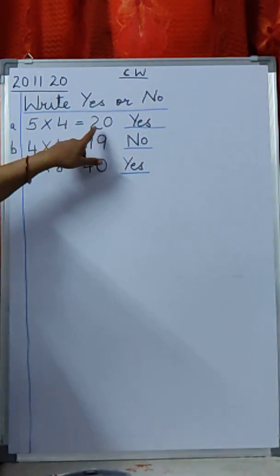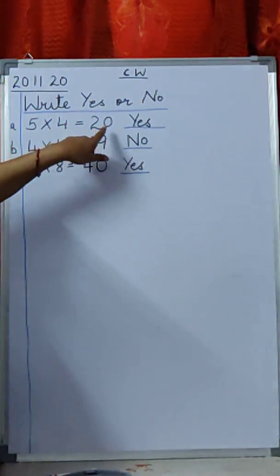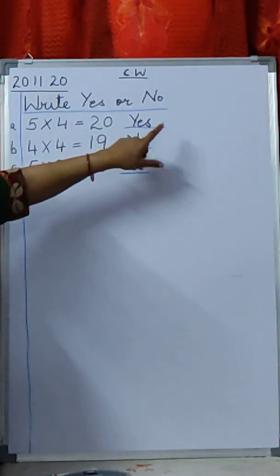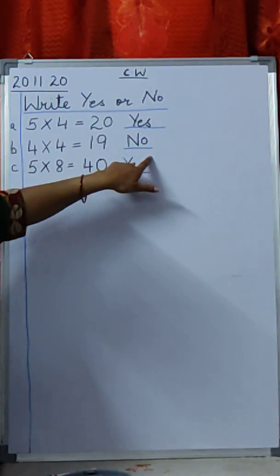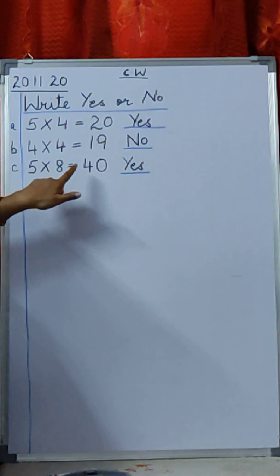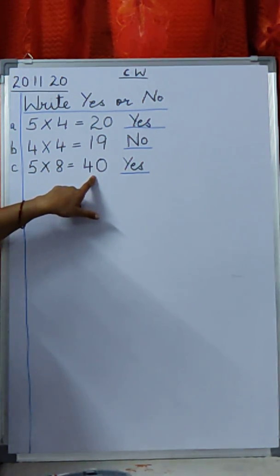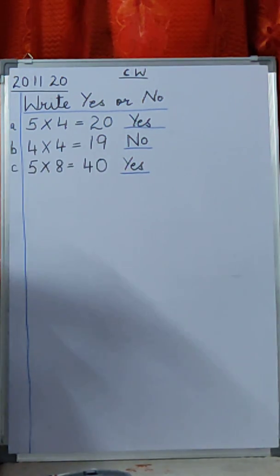So 5 fours are 20 is yes. This is the correct answer. So we write yes. 4 fours are 19, 19 is the wrong answer. So we write no. 5 eights are 40 is the right answer. So we write yes.